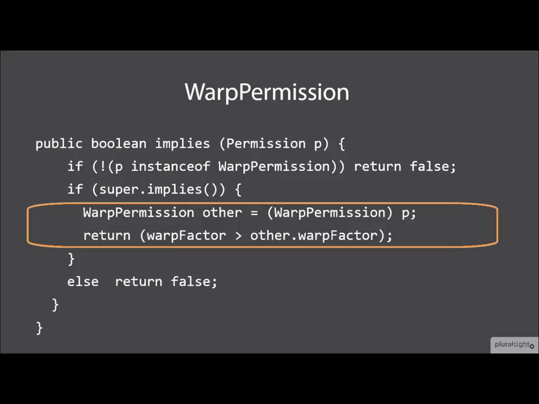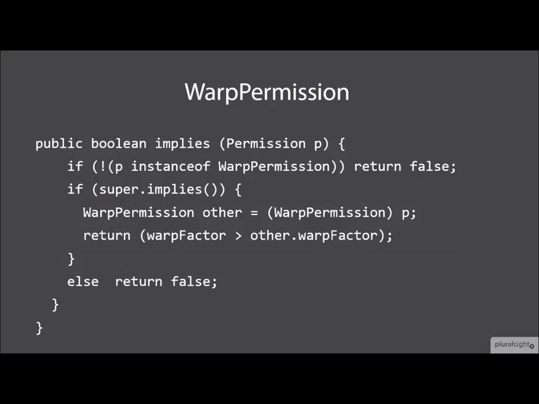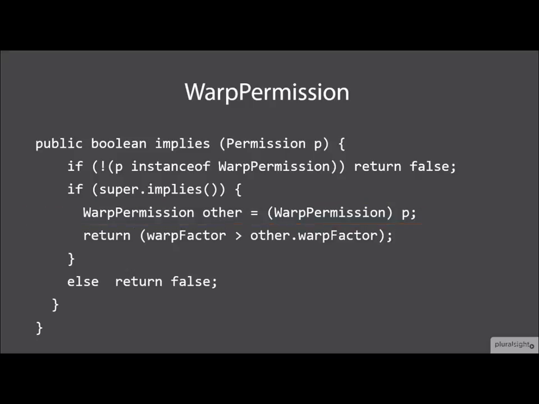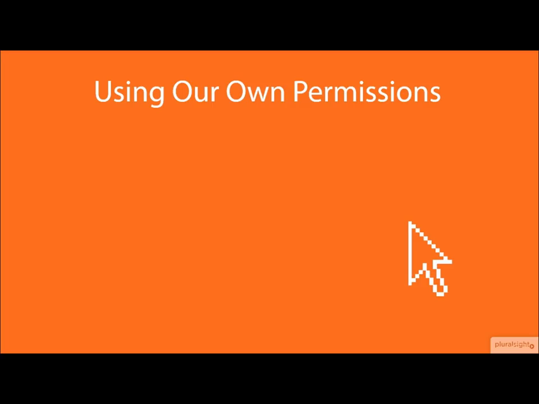So now in this case, this permission that we have here would have been created from the policy file. So our warp factor will be whatever's been set in the policy file. The permission that's passed to implies is the permission that's being asked for. So we have to be sure that the warp factor we've been granted is greater than the warp factor somebody's asking for. If that's the case, we can return true, and if it's not, we fail the implies call. So let's write some code to see this in action.